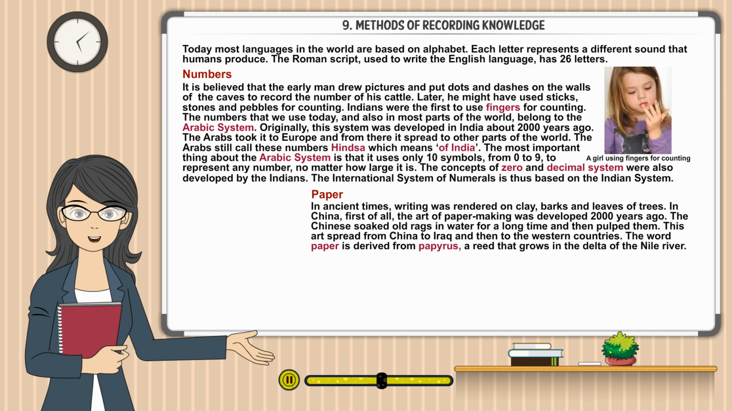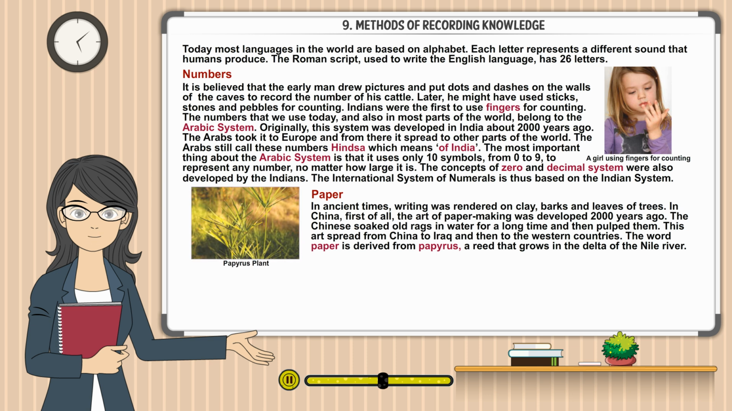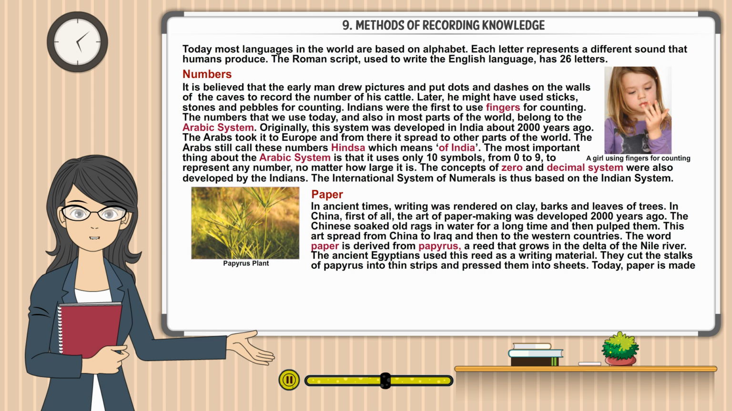The word paper is derived from papyrus, a reed that grows in the delta of the Nile River. The ancient Egyptians used this reed as a writing material. They cut the stalks of papyrus into thin strips and pressed them into sheets. Today, paper is made from wood pulp. Millions of trees are cut down to make paper in big paper mills.